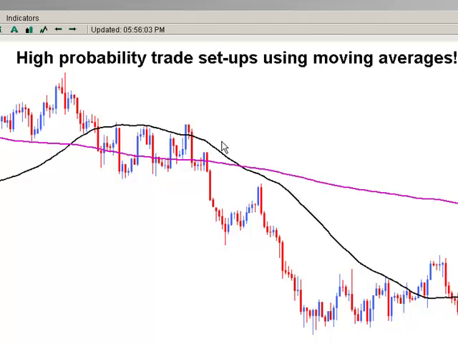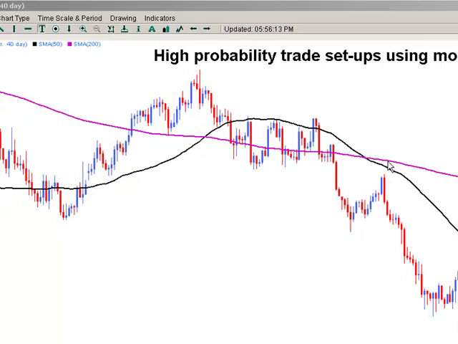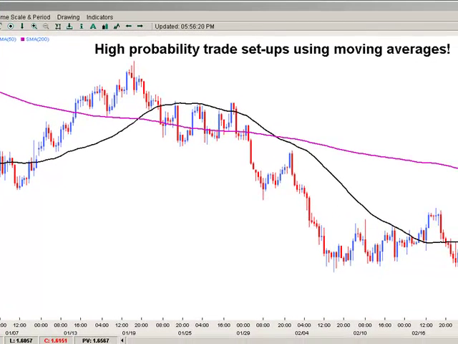In other words, you have your cross here. This is where the 50 goes under the 200, so that's when you get on alert. And the price action's still down here. You wait for the price action to rally back up in the vicinity of the 50 SMA, and then that's where you would short and take the ride down.